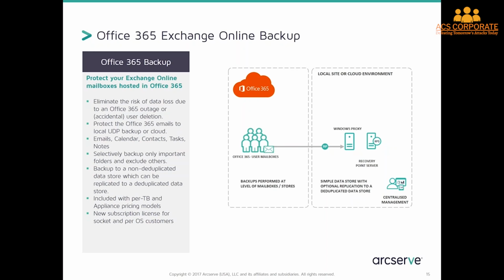And just like the file share, we do that through a proxy, and the initial destination is a non-dedupe data store with the option for us to replicate into a deduplicated data store. Once it's in the data store, we can then replicate it to another RPS, copy it to tape, send it to the cloud, and so on. Restoration is back into the Office 365 environment, and that can be from the recovery point, the primary location, or from a secondary replicated location.